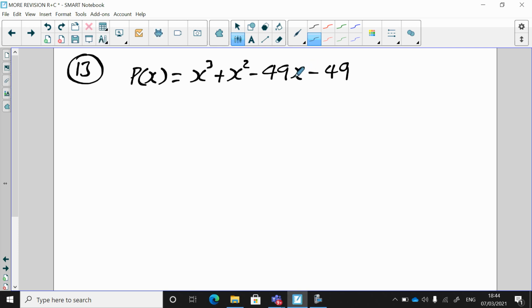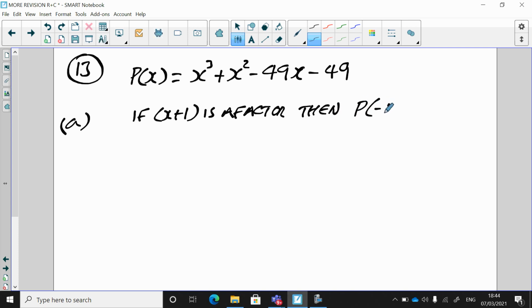There's a few things going on here. The first part is to show that x plus 1 is a factor. If x plus 1 is a factor, then the polynomial evaluated at -1 must equal 0. That's exactly what we're going to do, so we're just going to fire in there.